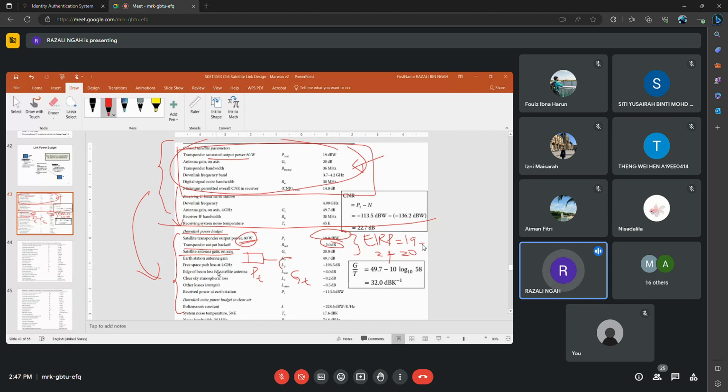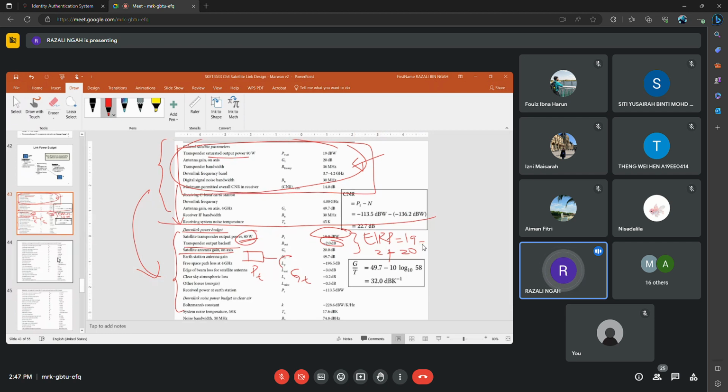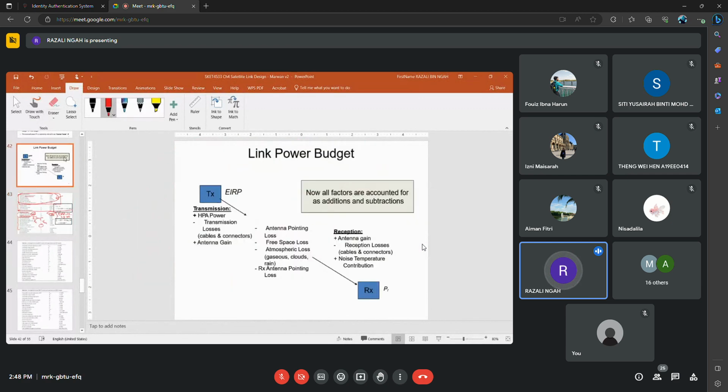So for other losses, actually it's not related to EIRP, but when you want to determine the receive power, then you need to consider other losses. To determine the receive power, you have to do this, for example, for downlink.